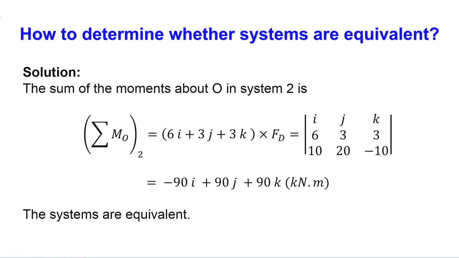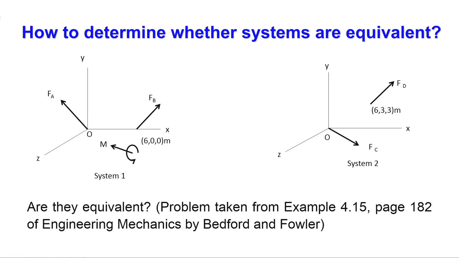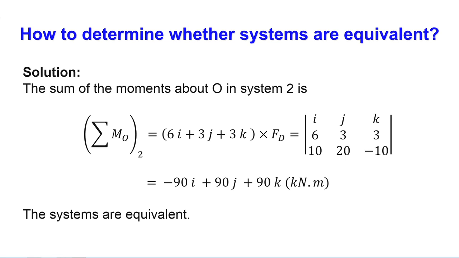For system 2, let us go to the figure and see how the moments are calculated. Here we can see that the force FC passes through the origin O. As it passes through the origin O, the moment about O is 0. So, the only force creating a moment is FD. Its position vector is 6i plus 3j plus 3k, cross FD. FD's value is also given at the beginning of the problem. By this cross product we can find the moment.